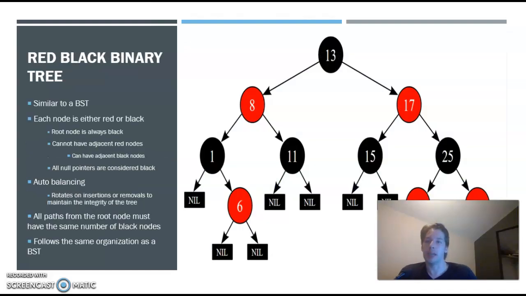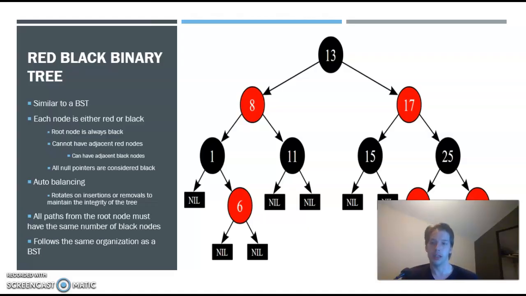Next, we have the big boy, the red-black binary tree. This is similar to a BST with more strict rules. It still kind of follows the same organizational property. So the left subtree is less than the root node, the right subtree is greater than the root node, but it has a few extra features to it.